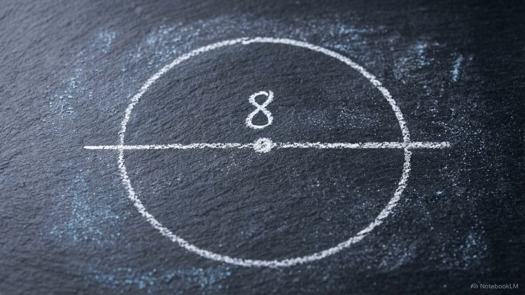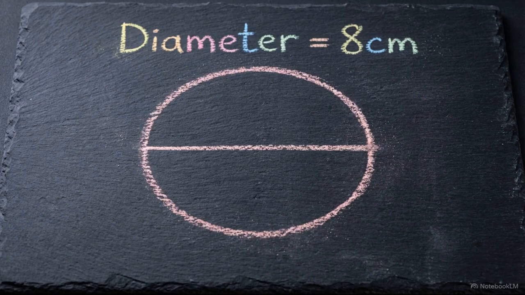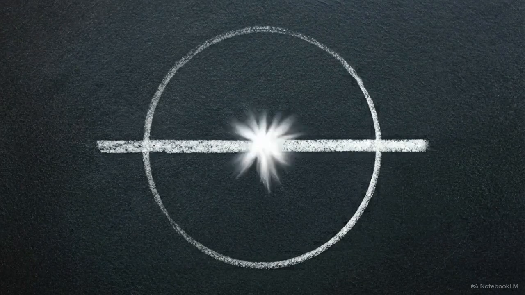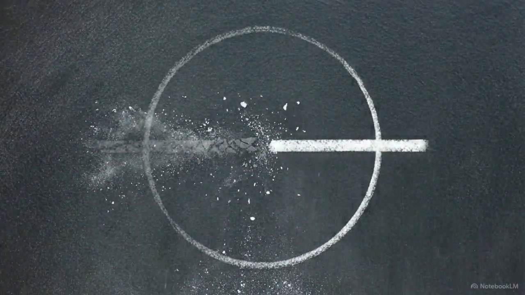Circles introduce curves into the mix. If we are given the total width across a circle, we have the diameter. In this case, it's 8 centimeters. Formulas for circles rely on the radius, not the diameter. Before you calculate anything, you must cut that diameter in half to find the distance from the center to the edge. Half of 8 gives us a radius of 4.